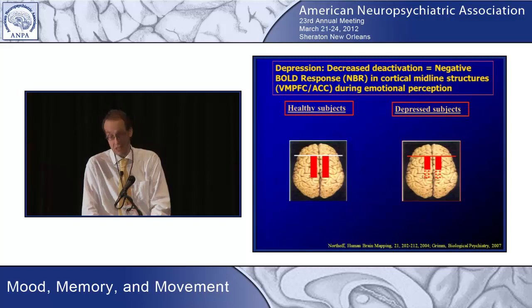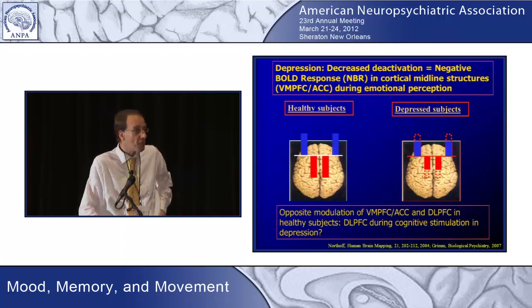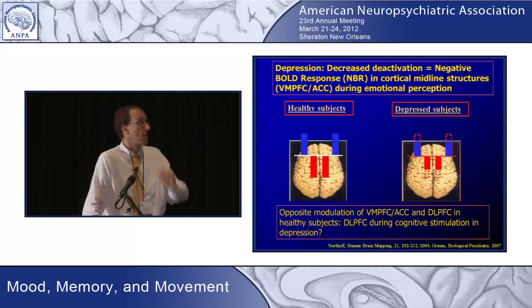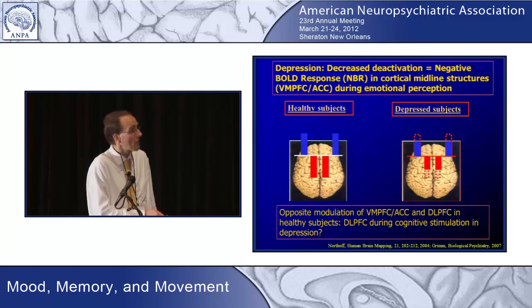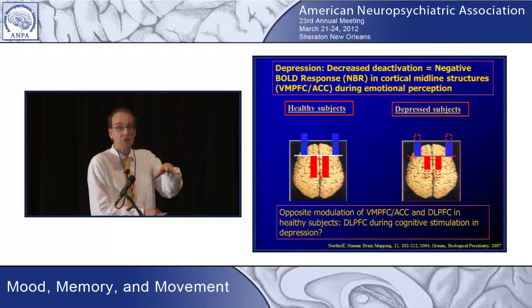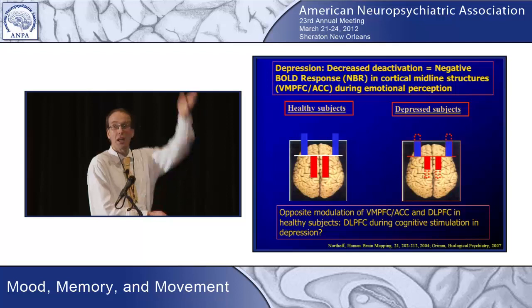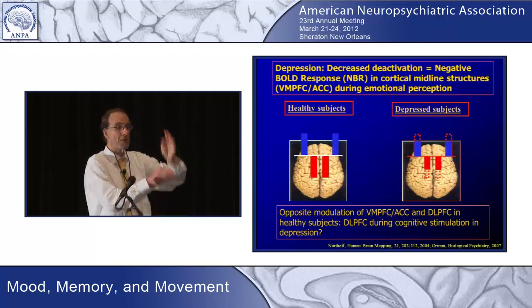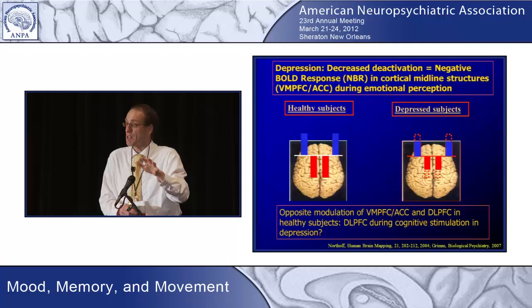So now I shift a little bit within the emotion from emotion perception to emotion judgment. Studies in healthy subjects have shown that there's a direct relationship between the medial and the lateral prefrontal cortex. If the medial prefrontal cortex deactivates, like here, the lateral activates. So it's sort of a reciprocal pattern between medial deactivation and lateral activation. So this is a pattern which has been shown and well established in healthy subjects.